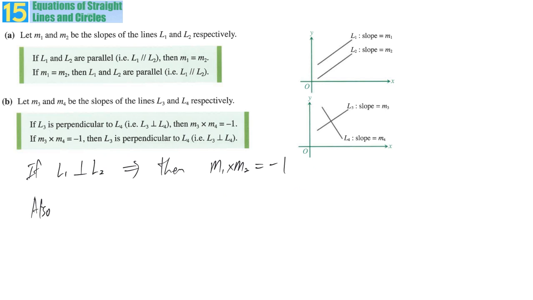Also, this is a bidirectional conclusion. That means if it's given that slope 1 times slope 2 is equal to -1, then L1, the first line, is perpendicular to the second line. If you can prove that the product of their slopes is equal to -1, then they are perpendicular. Or in reverse, if it is given that they are perpendicular, then their slopes have this relation.